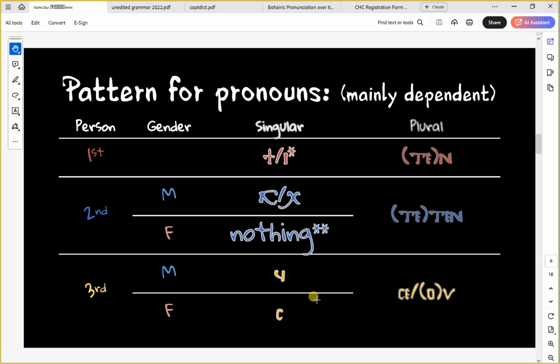The pattern tends to be for second person feminine to put nothing, but there are other times where you do put something, and then we'll cover that when we get there. It'll make sense in a second.